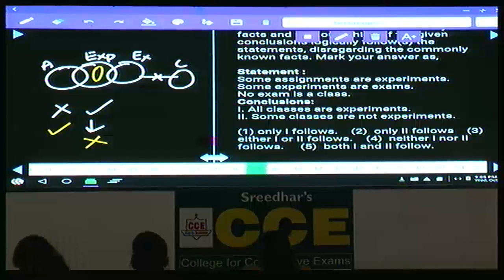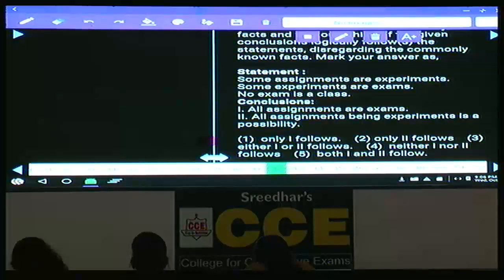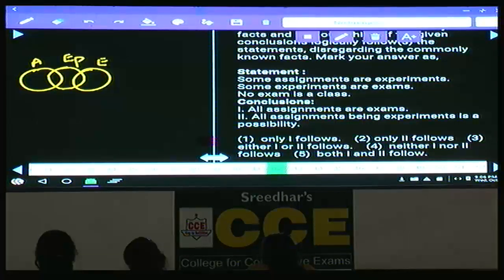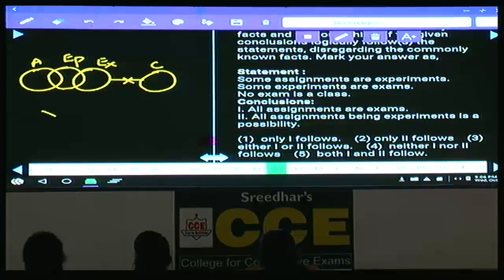Then coming to question number 42. In this question, some assignments are experiments, some experiments are exams, and no exam is a class. Then in this one, all assignments are exams — as of now it is false.